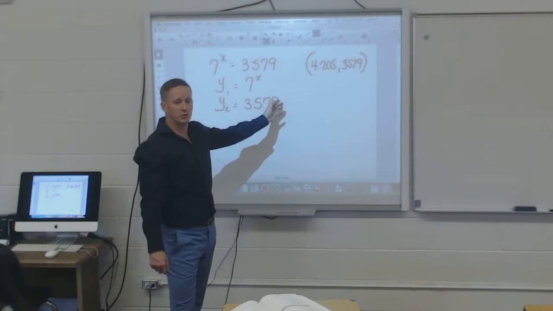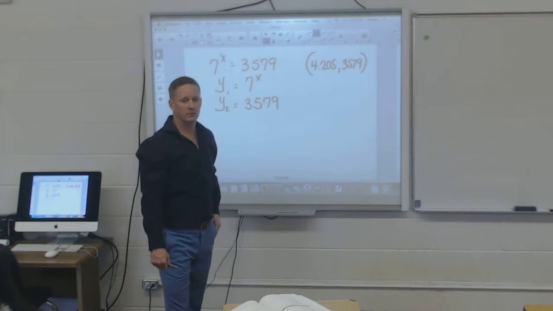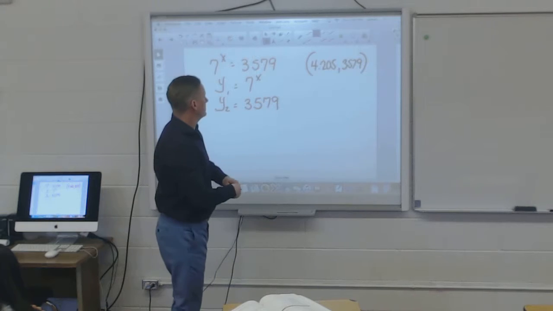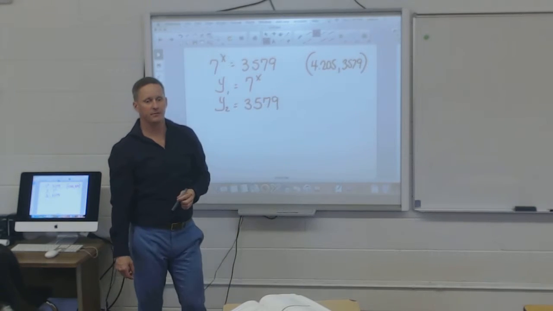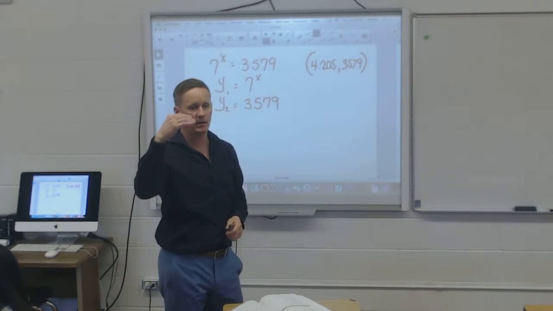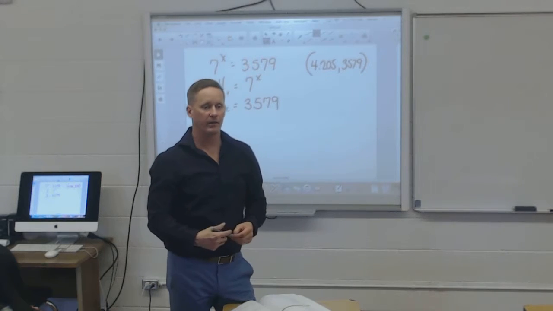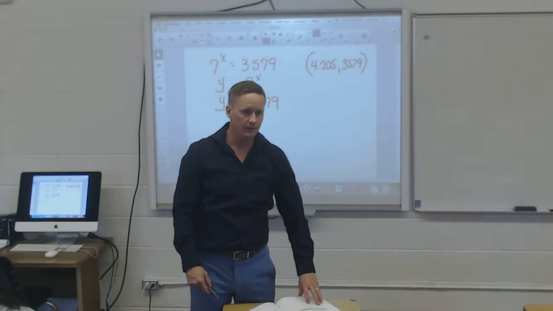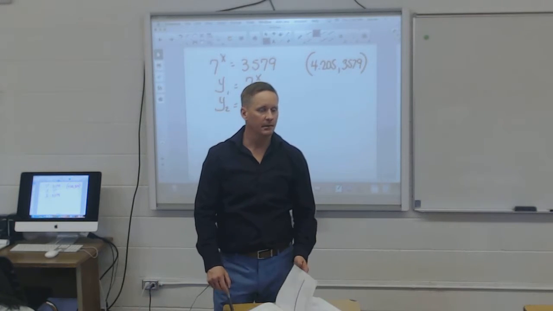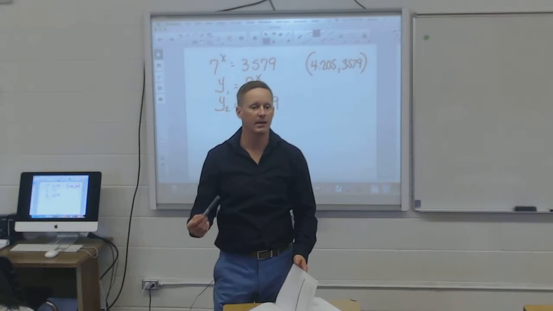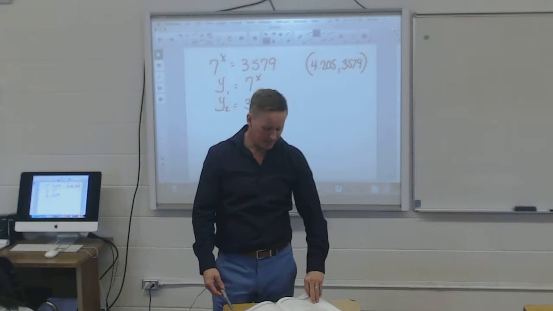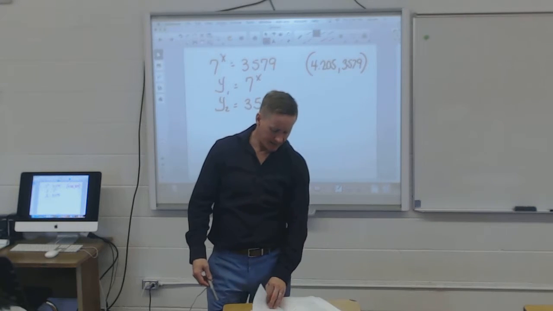You should be able to figure out your window. It's an exponential function. Okay? So, and your y value has to go to 3,579. So you want to make sure your window has a maximum of a fairly large number, like 5,000. Right? So, Zoom Fit will work. It should show you both. And you find the intersection point. However, you can use your window with what you need to do. Okay?